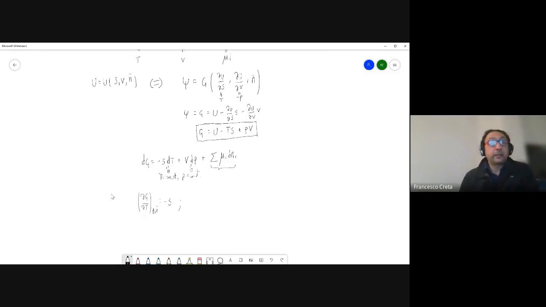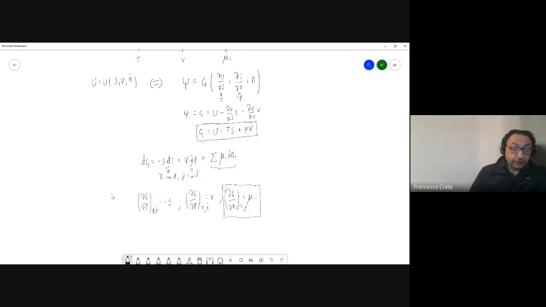So this in V obviously is dG by dP at constant temperature and number of moles, so that's V. And in this case here, you would have dG by dn_i at constant temperature and pressure, and that is the chemical potential. In fact, this is one of the most important definitions that we can have of the chemical potential. We're going to see it later on, but this is the definition that we're going to be using.